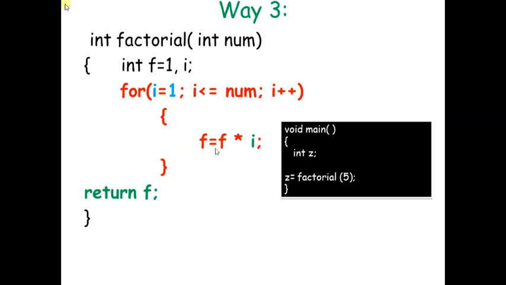Then here I say f is equal to f into i. Again, care has to be taken that you put f equal to 1 in the beginning. This will go on happening till your i, which was initially 1, becomes equal to 5. So till then it will go on happening as 1 into 2 into 3 into 4 into 5, and then you're going to return the final answer, that is f. Now if you notice, in the previous case I used a while loop, so that means the factorial was computed step by step.